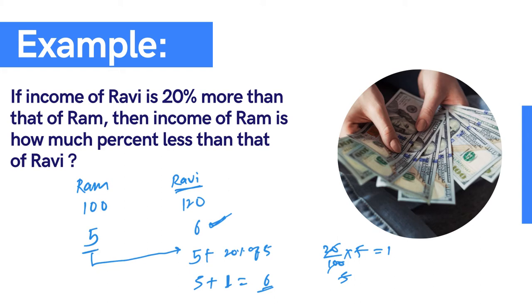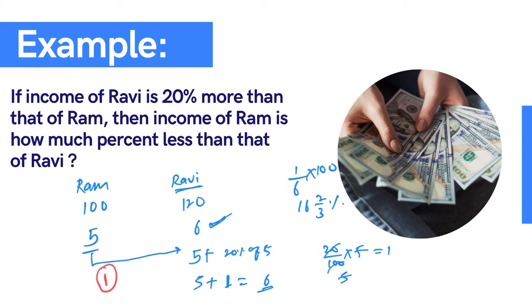Now the question became: if Ram's income is 5, then Ravi's is 6. It is asking how much Ram's income is less than that of Ravi. So comparison now is on Ravi. How much is 5 less than 6? This is 1. So comparison is going on 6, because it says 'than that of Ravi'. So I can say 1 by 6 into 100, that is 16 2 by 3 percent.